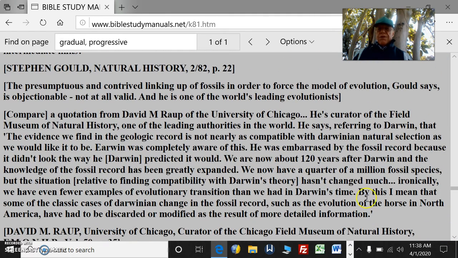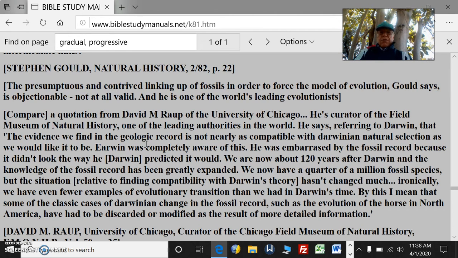Compare a quotation from David Raup of the University of Chicago. He's a curator of the Field Museum of Natural History there, one of the leading authorities in the world. He says, referring to Darwin, that the evidence we find in the geologic record is not nearly as compatible with Darwinian natural selection as we would like it to be. That's a belief statement. You'd like it to be. It is what it is.